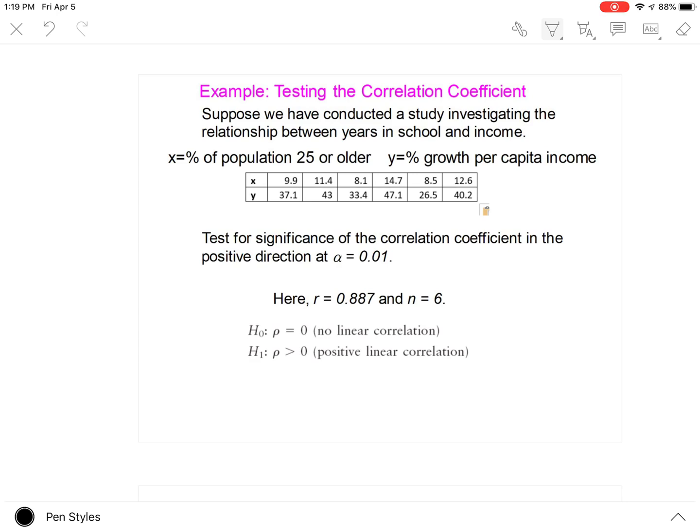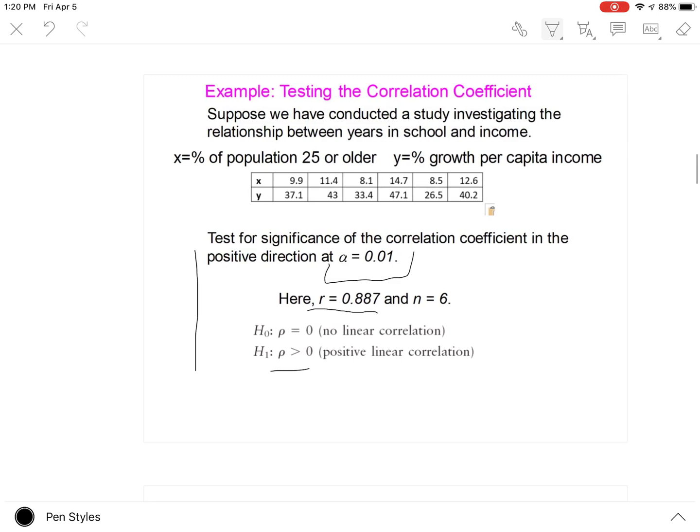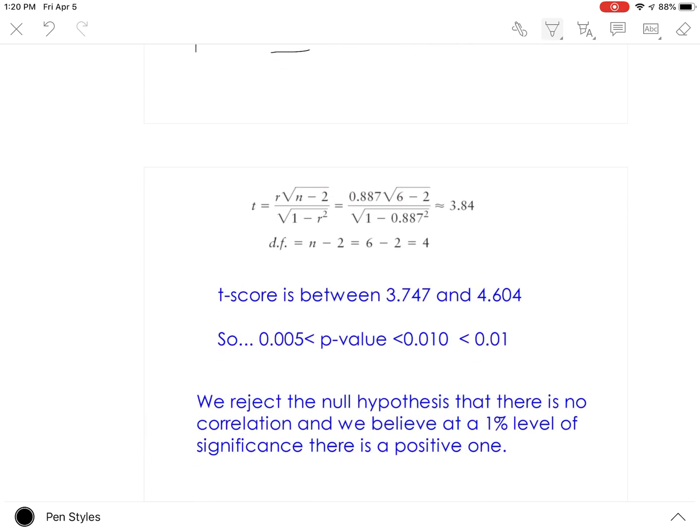We're going to test at a 1% level of significance the fact that we believe, because r was 0.887, which is positive, that rho is actually bigger than 0. So I'm going to, again, go through and find a t-score. You can see where I plug those numbers in and get that t-score of 3.88. Go to the table, notice it's between those two t-scores, so therefore I've got a p-value that's between 0.5% and 1%. Remember, it was one-tailed, so make sure you go back and look at the one-tailed.